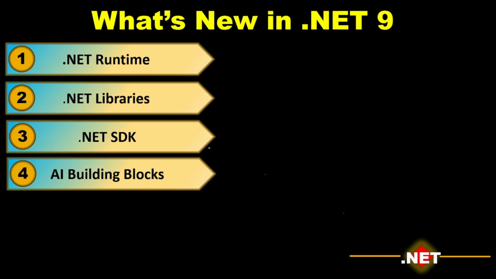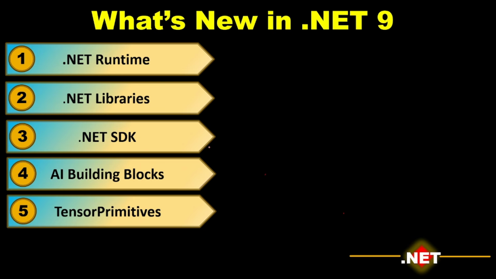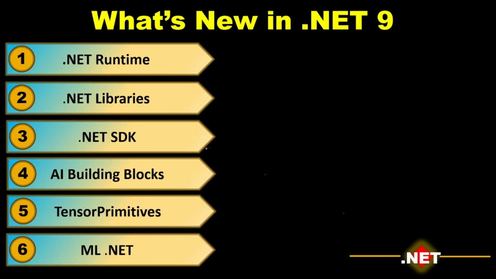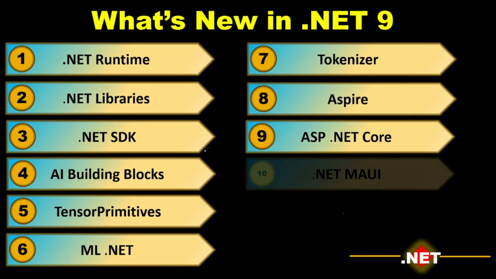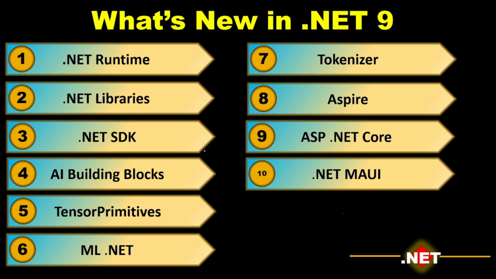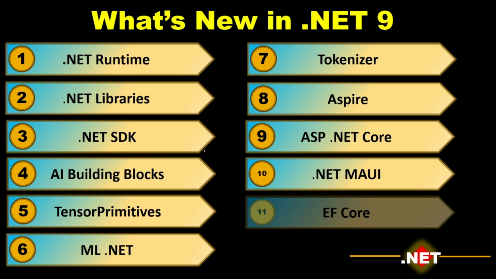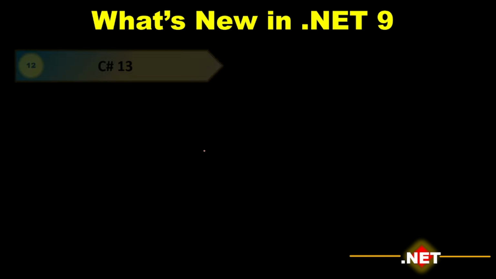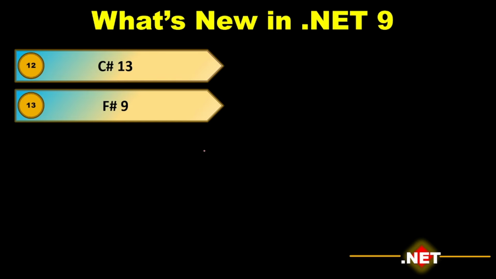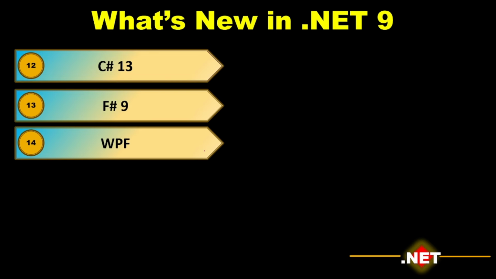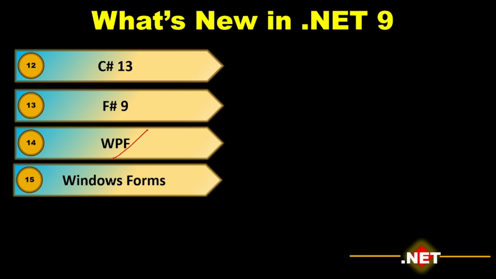There are AI building blocks improvements. Tensor primitives, which are again related to AI, have improvements here. ML.NET has new improvements. Tokenizer, we have Aspire, we have ASP.NET Core improvements, we have .NET MAUI improvements, we have EF Core improvements, we have got C# 13 with .NET 9, we have got F# 9 in .NET 9, we have improvements in Windows Presentation Foundation, that is WPF, and we have finally got some improvements in Windows Forms as well.